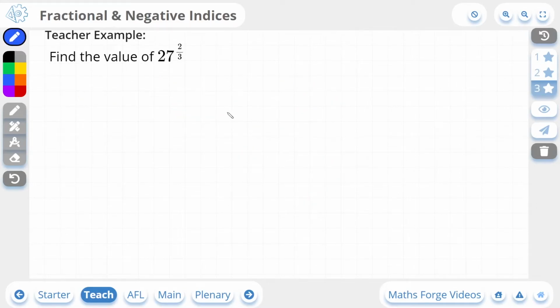Now let's do a 3-star example. Here we're being asked to find the value of 27 to the power of 2 over 3. What you should know about fractional indices is that the numerator in the fraction of the power acts as a regular power, so this is 27 to the power of 2. And the denominator in the fraction of the power acts as a root, so this is the cube root of 27.